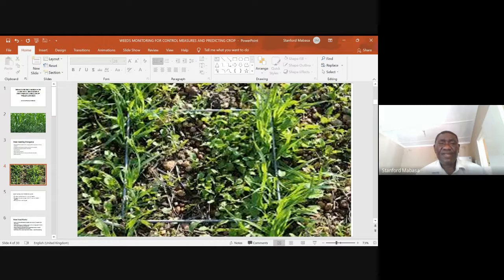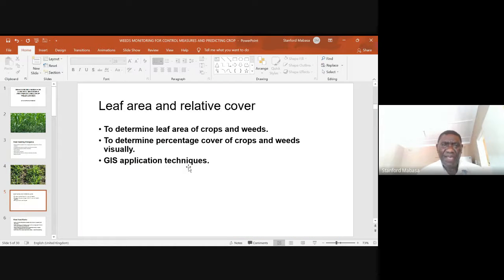So here is a quadrat where we can count our weeds. Instead of counting, we can also use the leaf area and the relative cover. We can determine leaf area of crops and weeds. We can also visually determine percentage cover of crops and weeds. We can use GIS application techniques.